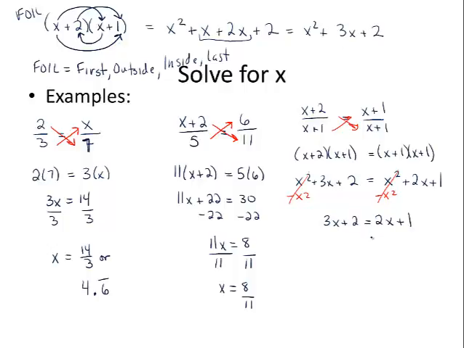Okay, so I use FOIL when? When you have two expressions, two binomials, that get multiplied together like this, x plus 2 times x plus 1, or here with the x plus 1 times the x plus 1.